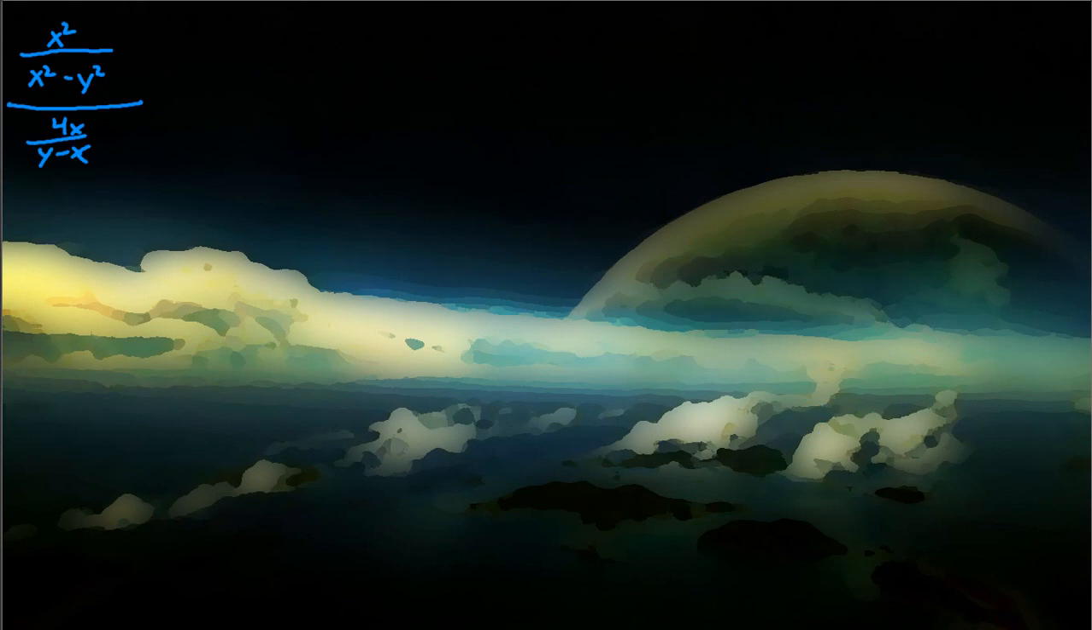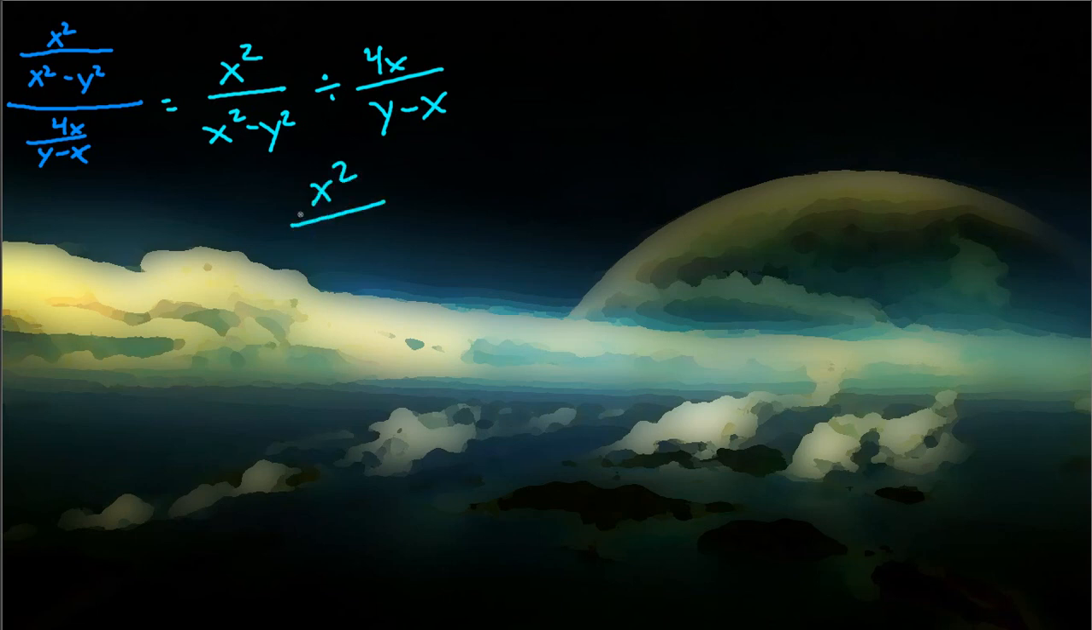Okay, so getting a little bit more complex in our complex fractions. We'll keep that. And we're going to go ahead and divide. Now, at this step, as I flip, because I'm going to keep, flip, change, I'm going to factor this. That is factorable: x plus y, x minus y.